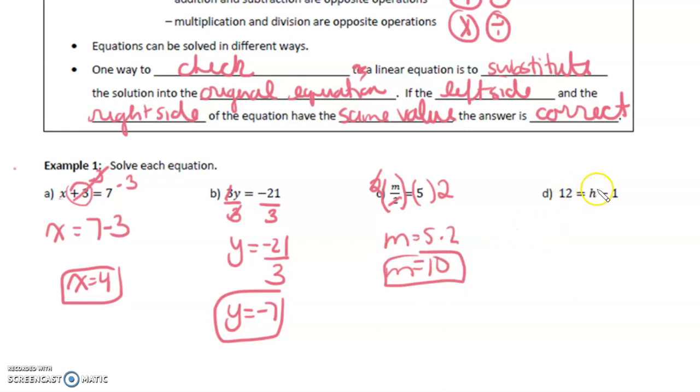Okay, 12 equals h minus 1. We need to get the h all by itself. So this negative 1, we're going to add 1 to each side, because negative 1 plus 1 cancels out. So we're left with 12 plus 1 equals h, so h equals 13.